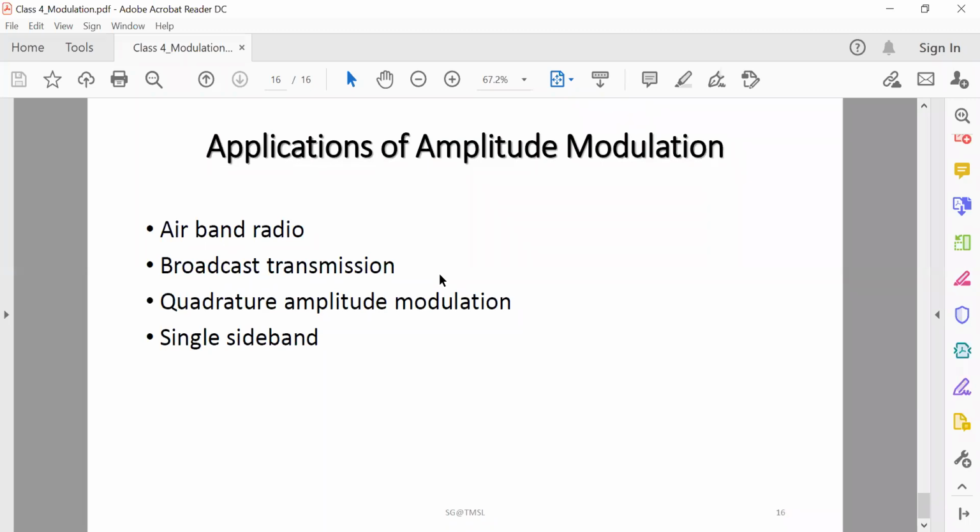such as Wi-Fi to cellular communications. Quadrature amplitude modulation is formed by mixing two carriers that are out of phase by 90 degrees. And single sideband: amplitude modulation in the form of single sideband is still used for high frequency radio links. So these are the applications where you can use amplitude modulation.